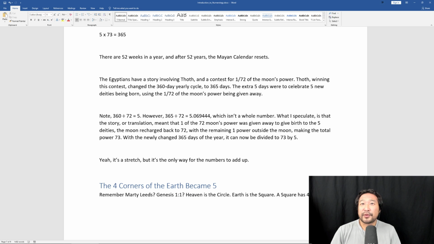So there's a contest for 1/72 of the moon's power. Thoth winning this contest changed the 360-day yearly cycle to 365 days. The extra 5 days were to celebrate the 5 deities being born.